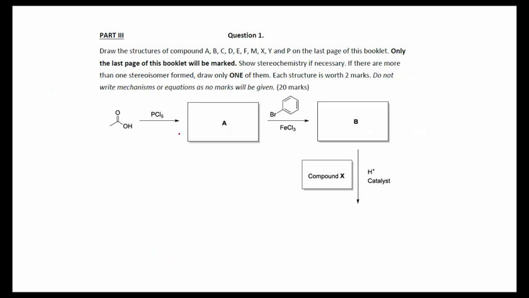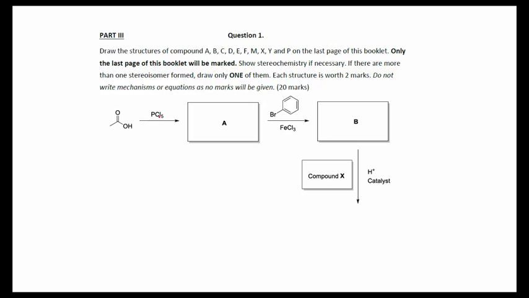Now back to the front page. Always read the instructions carefully. Question 1 says, draw the structures of compounds A, B, C, D, E, F, M, X, Y, and P on the last page of this booklet. So this is not the last page. There was a section for you to draw in the boxes, right? Only the last page of this booklet will be marked. If you draw here, the examiner couldn't mark you, right. Show stereochemistry if necessary. If more than one stereoisomer forms, draw only one of them. Each structure is worth 2 marks. Do not write mechanisms. Maybe it helps you understand, but we won't give you marks for these, okay?